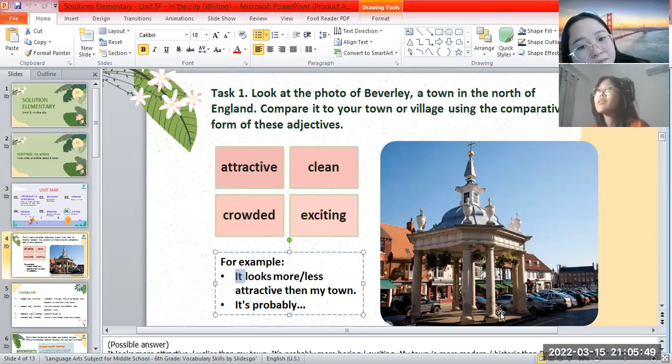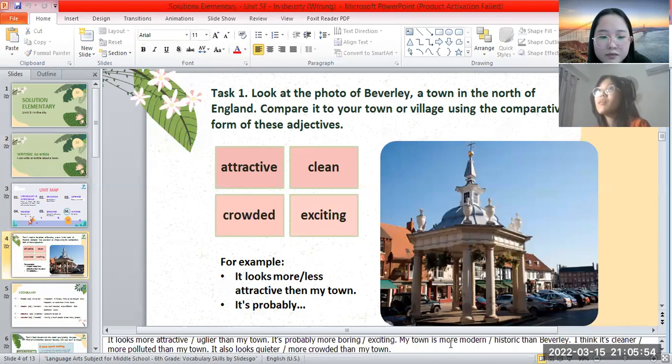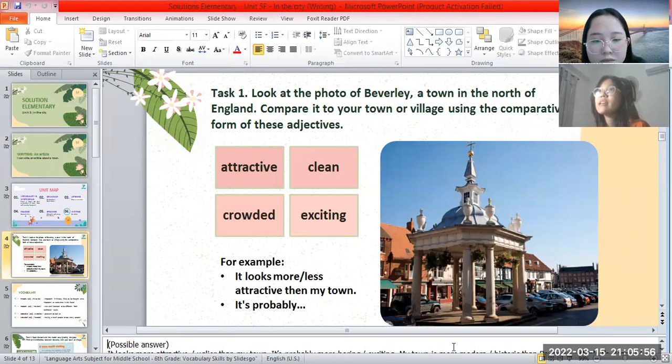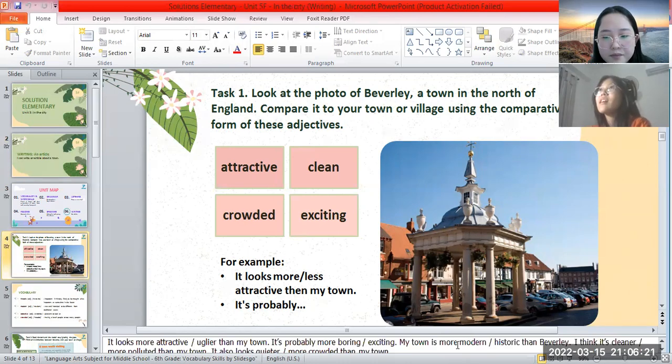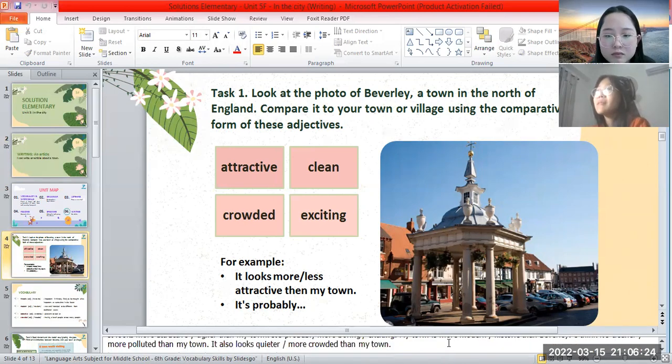Okay. My town is look more crowded than Beverly. Yes, so say looks. Okay. My town looks less attractive than Beverly. Okay.